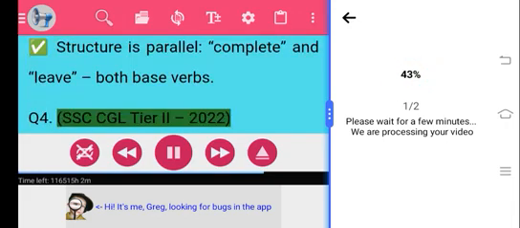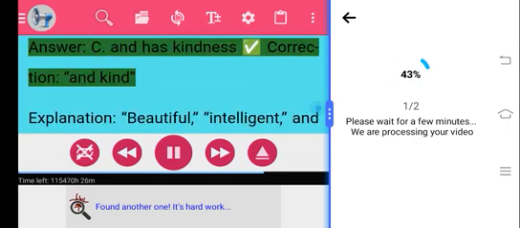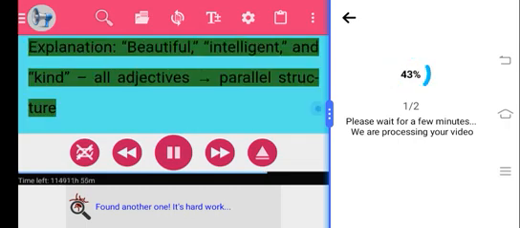Q4. SSC CGL Tier 2, 2022. She is beautiful, intelligent, and has kindness. Error in part C, and has kindness. Correction: and kind. Explanation: Beautiful, intelligent, and kind, all adjectives, so the structure is parallel.